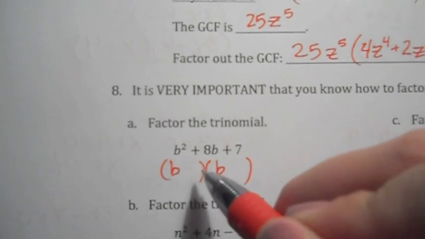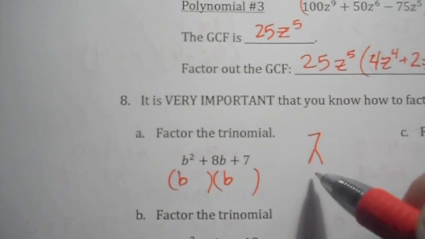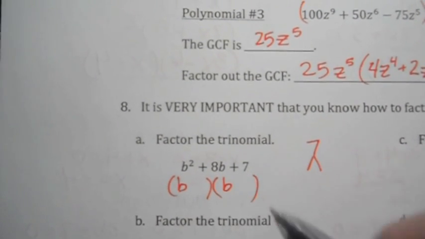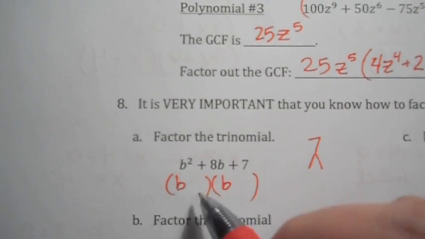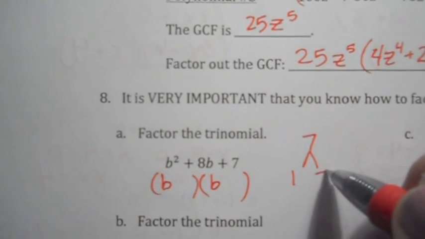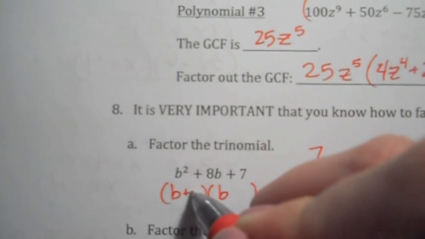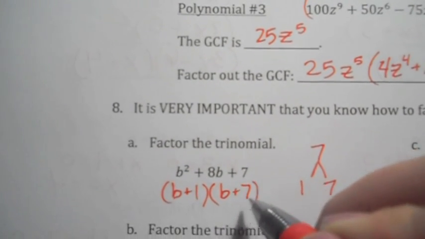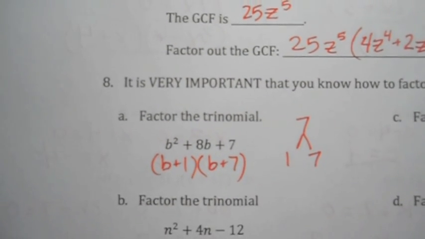Now the number that goes here and here have to be factors of 7, because they're going to multiply to get 7, but they also need to add to get 8. Well, this is an easier example because the only way to multiply two numbers to get 7 is if they're 1 and 7. And 1 and 7 do add to get 8. So there's our final answer.